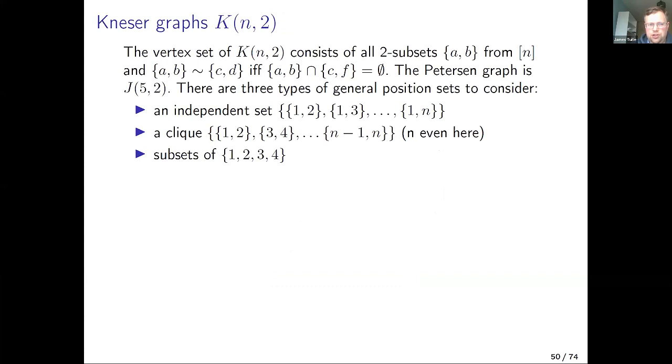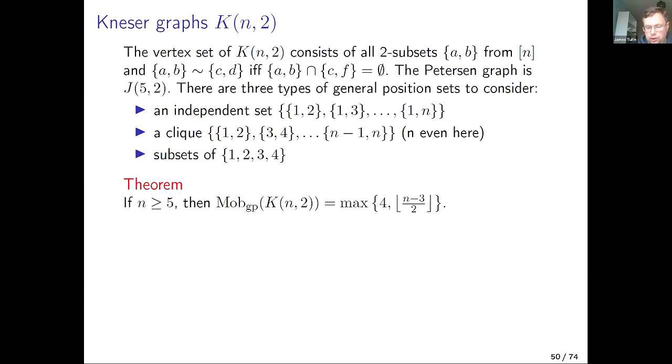More generally, for Kneser graphs, of which the Petersen graph is an example, there are just 3 types of general position sets that we need to consider. And it turns out that the mobile general position number is given by the maximum of 4, or essentially the clique number minus 2. That gives you just enough flexibility to do this.